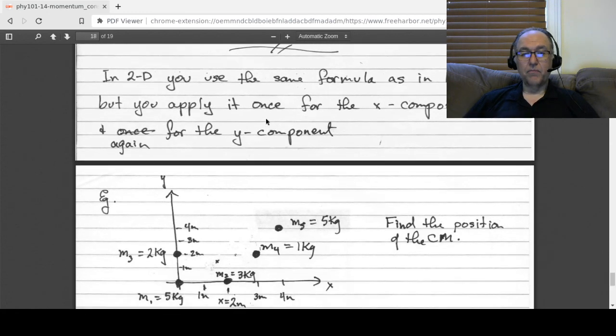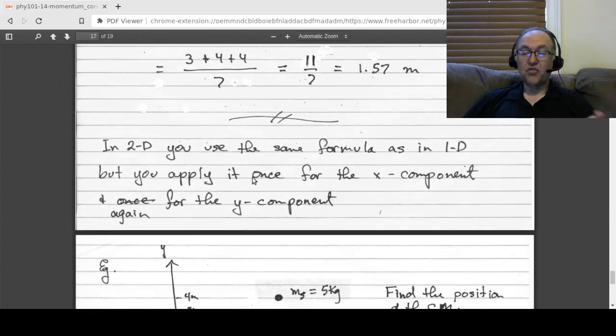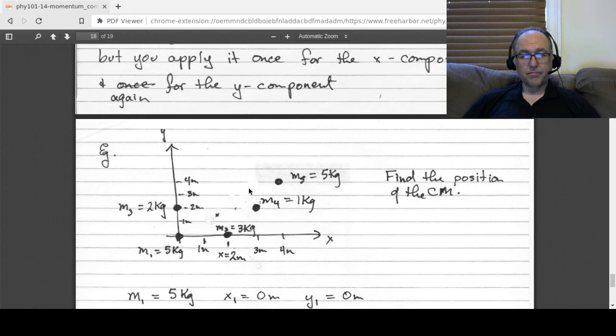Now, what if you have 2D? In 2D, it's the same as the 1D, but you've got two formulas. You've got one formula for the x component and one for the y component, and they look identical to one another. Just take the formula for the x component above and replace all the x's with y's, and you've got the y component. I didn't rewrite the formulas. I'm just going to do that in the context of a problem. So here's my problem.